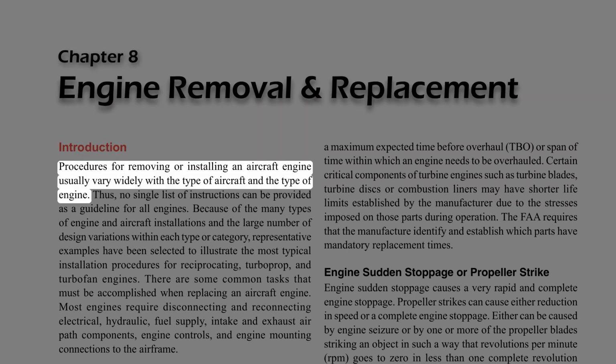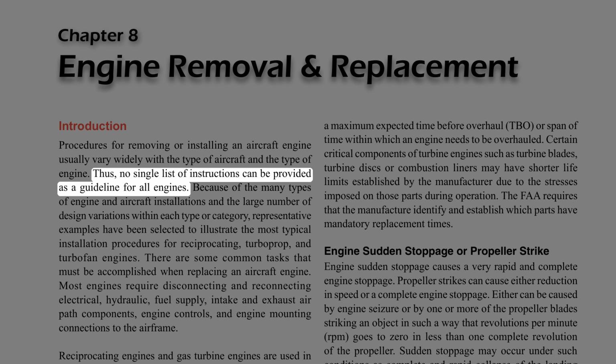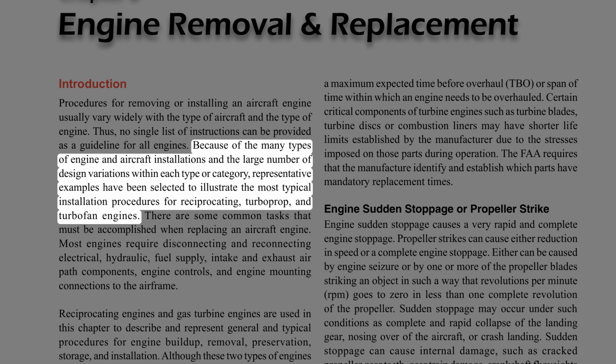Introduction. Procedures for removing or installing an aircraft engine usually vary widely with the type of aircraft and the type of engine. Thus, no single list of instructions can be provided as a guideline for all engines. Because of the many types of engine and aircraft installations and the large number of design variations within each type or category, representative examples have been selected to illustrate the most typical installation procedures for reciprocating, turboprop, and turbofan engines.